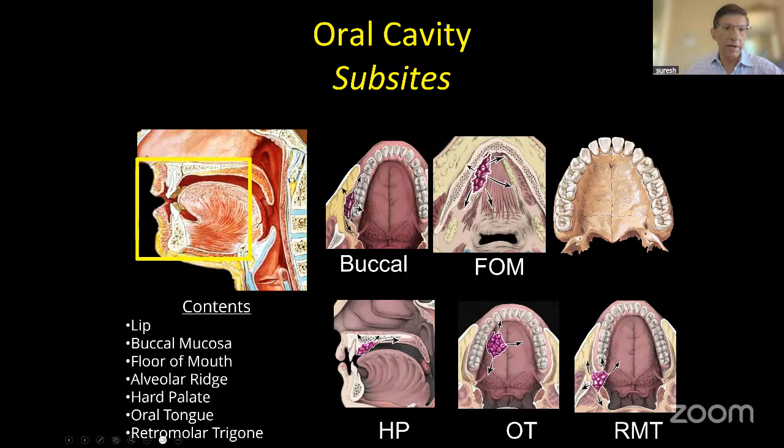So this is our lip right here. This is the buccal mucosa here. This is the gingiva, and this area right here is the gingivobuccal sulcus.